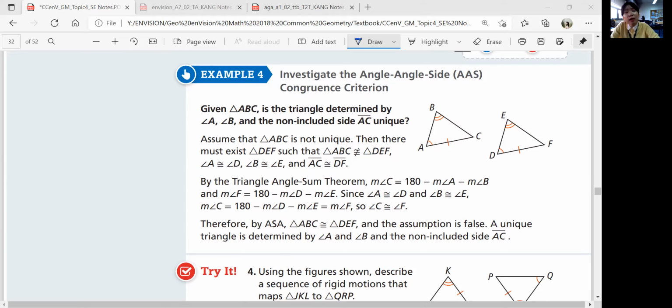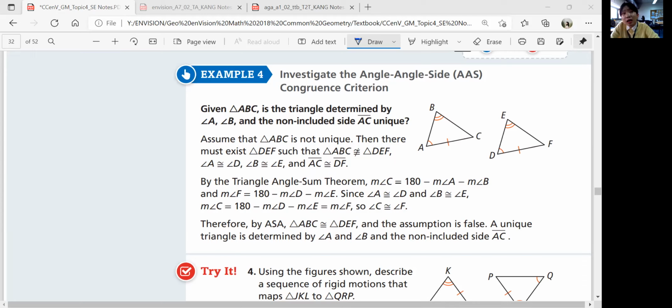So we're given that angles A and D are congruent, B and E are congruent, and sides AC and DF are congruent. Okay, by the triangle angle sum theorem, 180 minus A and B should be angle C, and angle F should be found in the same way. Angle F should be 180 minus the measures of angles E and D. So since A and D are congruent, and B and E are congruent, the measure of angle C is equal to the measure of angle F. So the angles C and F should also be congruent, right?